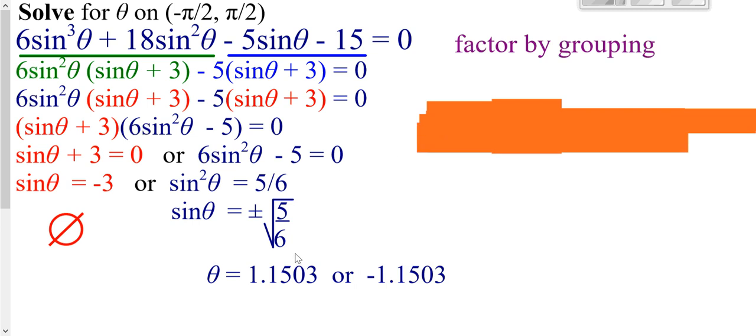Now, we were just dealing with the inverse sine, which is in quadrants 1 and 4, between negative pi over 2 and positive pi over 2. So we don't have to worry about getting any more answers, because our interval was only over that same interval.